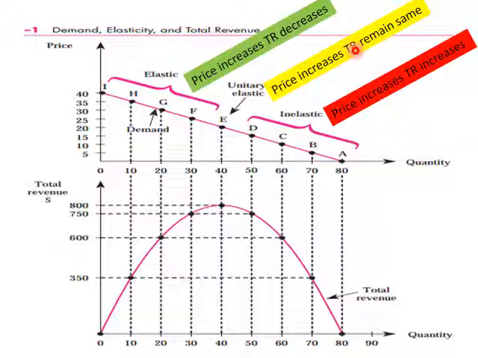And here, as the price increases, total revenue remains the same. When we raise the price, the quantity demanded will decrease by the same proportion, and ultimately the total revenue remains the same. In the elastic portion, as the price increases, the total revenue decreases. Here in the inelastic portion, as the price increases, the total revenue also increases. And at the unit elastic point, the total revenue arrives at its maximum point. That is, by the way, the total revenue.